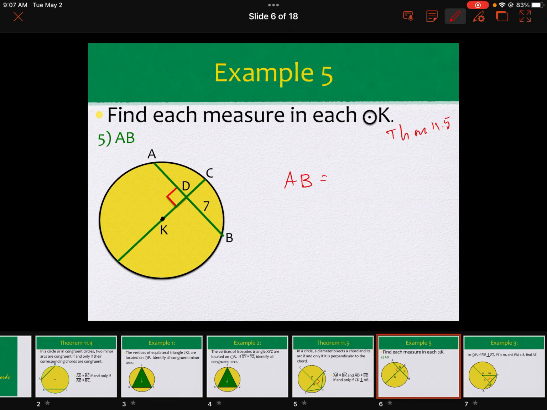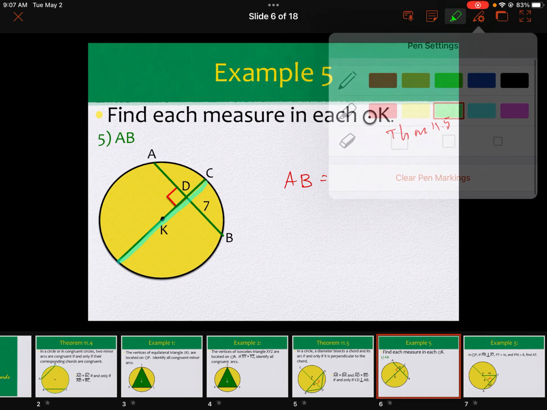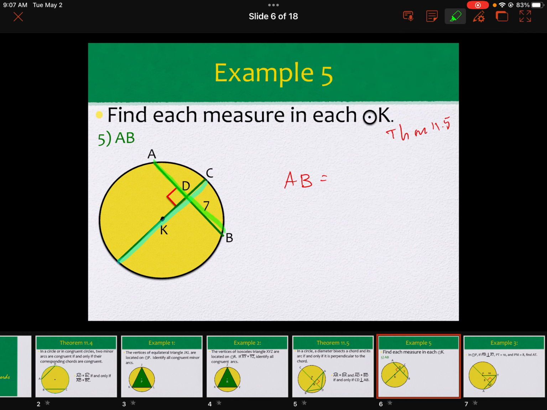Use theorem 11.5. We have a diameter bisecting a chord. So if we're sticking with those colors, the diameter is that blue guy. The chord is that green guy. Notice how they're perpendicular. If they're perpendicular, then two things happen. This segment and this segment are the same. This arc AC and this arc CB are the same. Okay, so A to D must be 7 because D to B was 7. So A to B would be 14. That's all you do.